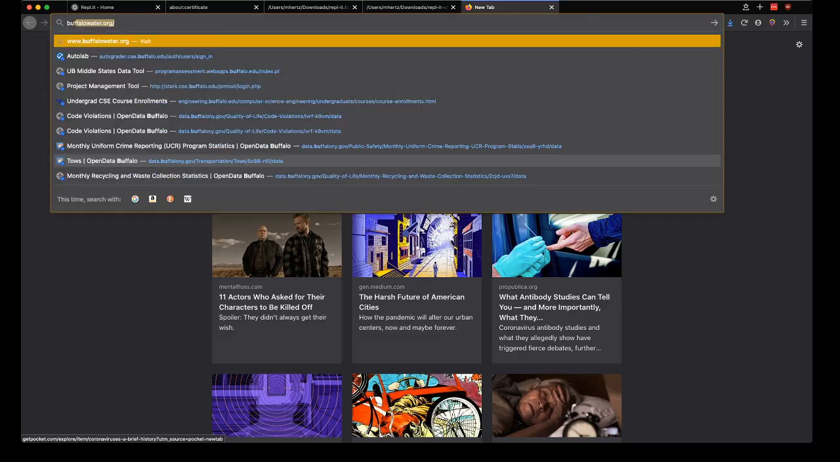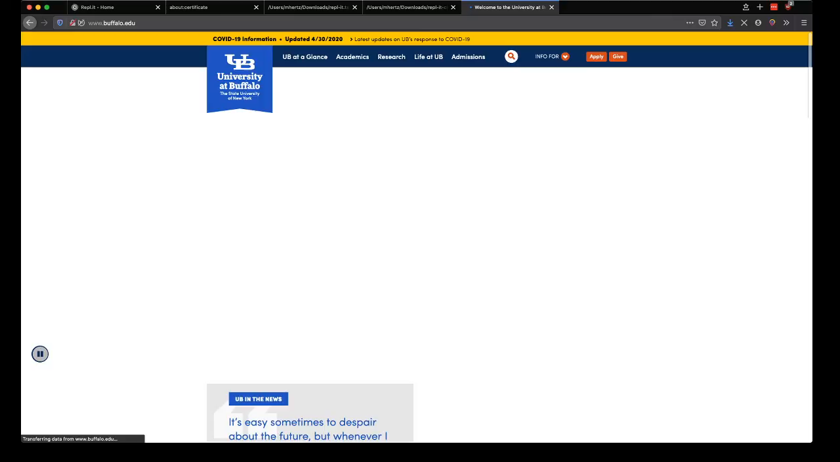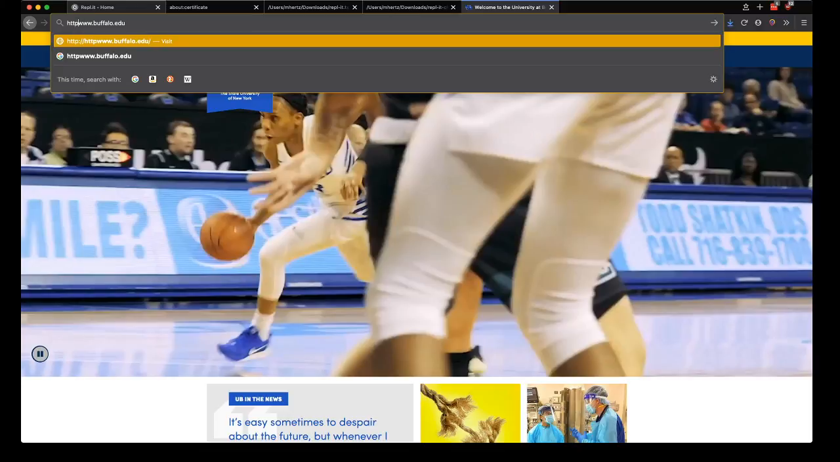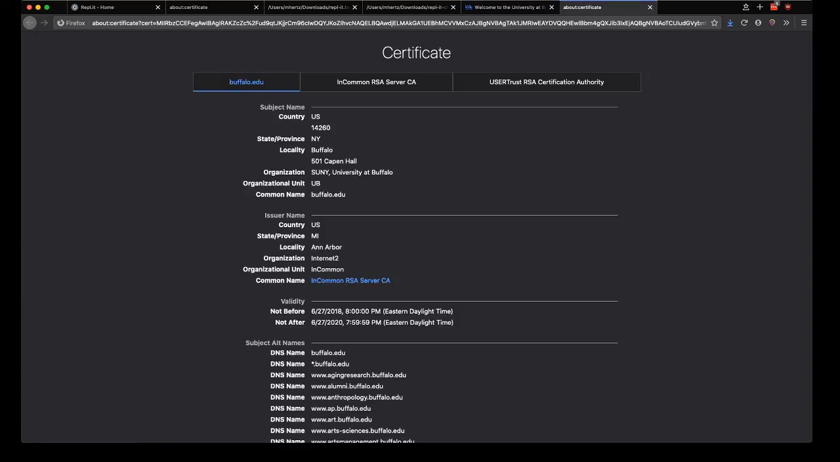So, that's one process. If we go to the University of Buffalo, which of course is not using secure. Really, Buffalo? UB? What happens if I go to HTTPS? There we go. If I go to the secure site for UB, you can see we're going to get the same sort of idea. I can view UB's certificate. Here's UB's. You can see it's using a different set of authorities. Its certificate was actually issued by InCommon RSA server.